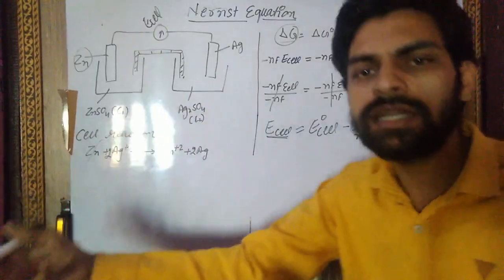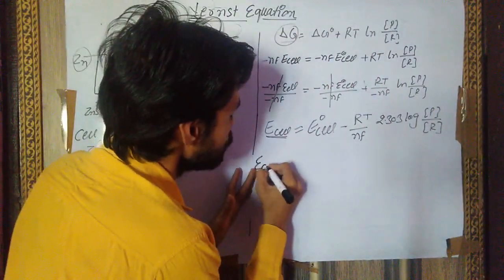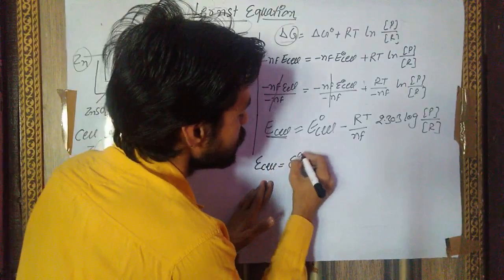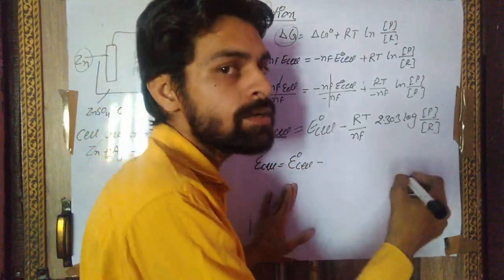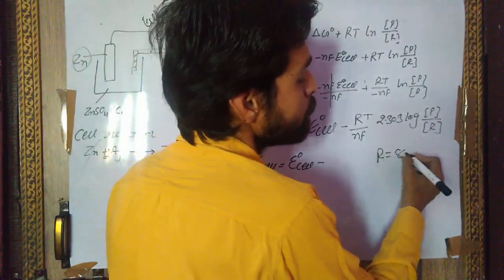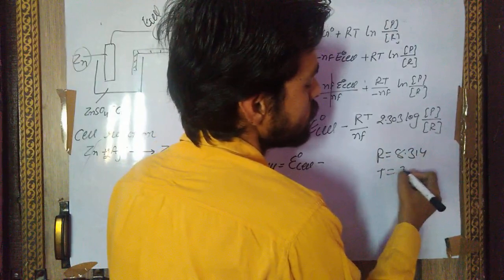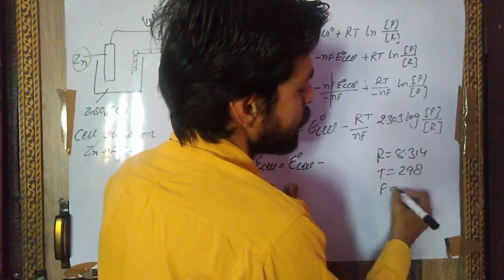Simply as we were calculating earlier, E cathode minus E anode. So the value of E cell is equal to E naught cell minus R, R is what I told you, 0.0821, and R is 8.314, T is 298 Kelvin, the standard condition.